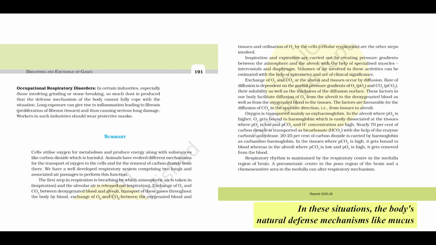In these situations, the body's natural defense mechanisms, like mucus and cilia, get overwhelmed by the sheer amount of inhaled dust. Long exposure leads to chronic inflammation, which can then cause fibrosis. Fibrosis is the scarring and thickening of lung tissue due to the proliferation of fibrous connective tissues. This makes the lungs stiff and causes serious, often irreversible, lung damage, impairing function severely.